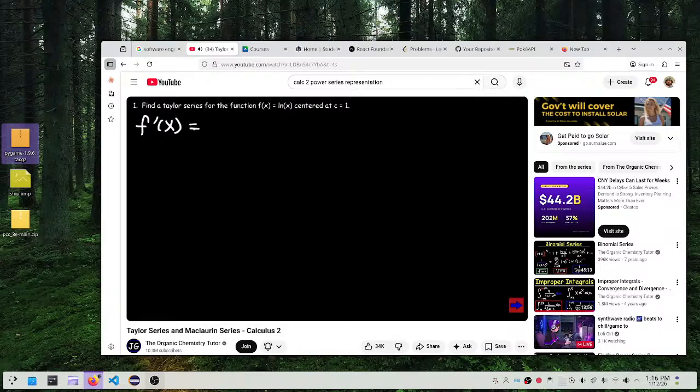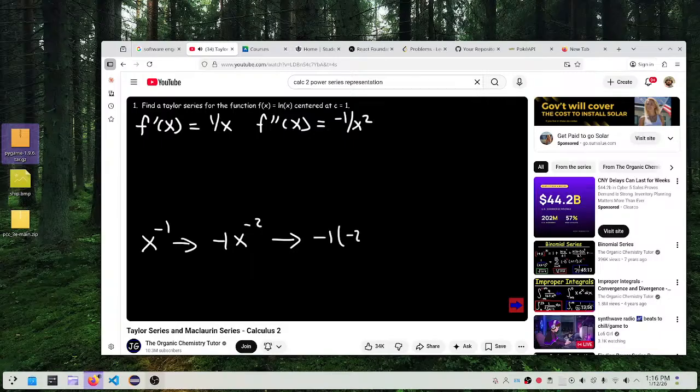So f prime of x, the derivative of ln x, that's 1 over x. Now to find the second derivative, we need to rewrite it and then use the power rule. So the second derivative is -1 divided by x squared. And then to find the third derivative, let's use the power rule again. So for the third derivative, it's going to be 2 divided by x cubed.